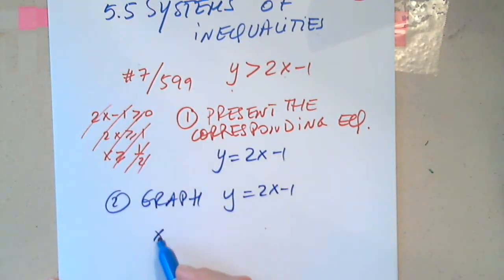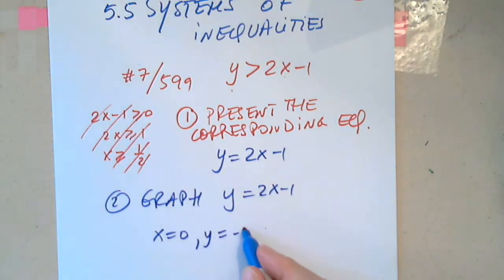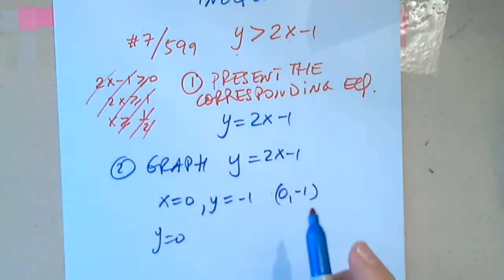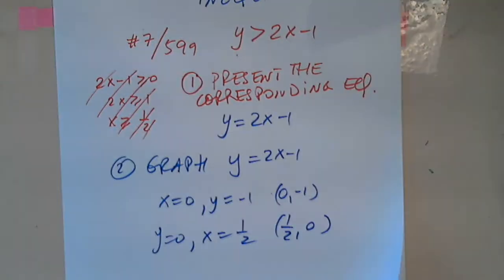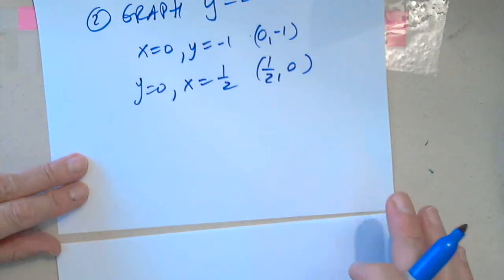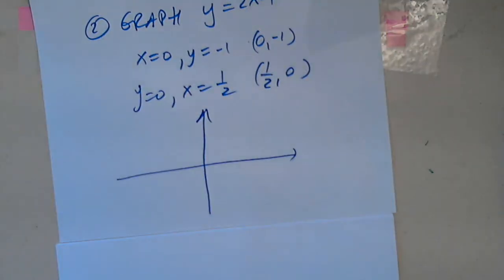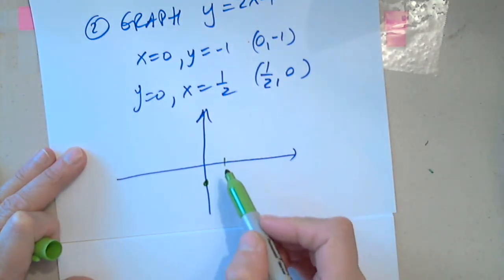No problem. When x is 0, y is negative 1. When y is 0, x is 1/2. So 1/2 comma 0. I found the x and y intercepts like we always did in the past with lines. I'm going to plot those 2 points: 0, negative 1, and 1/2, 0.